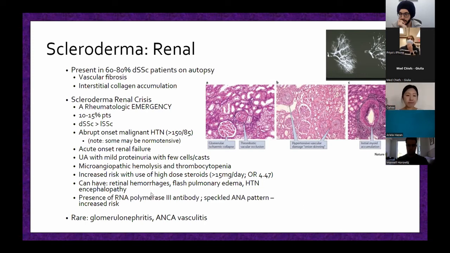What are some other things? You can call ophthalmology to look for retinal hemorrhages. There may be flash pulmonary edema, hypertensive encephalopathy, all the signs of hypertensive emergency. Of note, which antibody is most commonly associated with scleroderma renal crisis would be the RNA polymerase III. I don't know if that's a board question these days, but that's something to remember and sort of be cautious about. It is rare, but it is reported to have glomerulonephritis and ANCA vasculitis as other manifestations of scleroderma renal crisis.